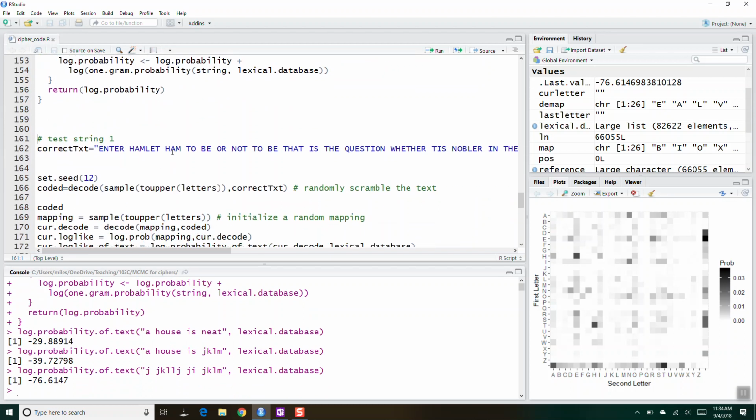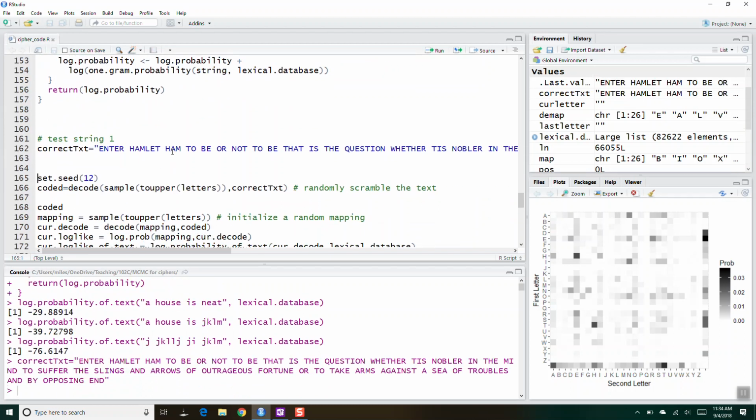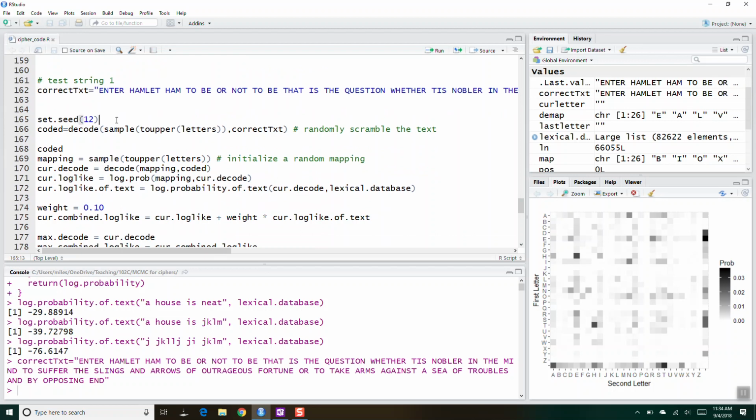Okay, so here our correct text will be enter Hamlet. This is Hamlet saying, to be or not to be, that is the question, whether 'tis nobler in the mind to suffer the slings and arrows of outrageous fortune, or to take arms against a sea of troubles, and by opposing end them. And so this is from Shakespeare. Hamlet is debating what to do. Should he kill his uncle or not? He's not sure, right? And he can't decide, and that ends up being his downfall. So, all right, spoiler alert, sorry. Okay.